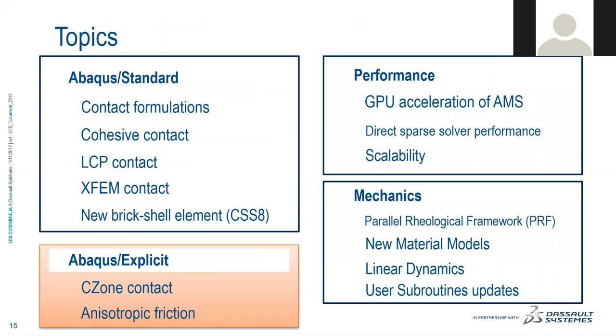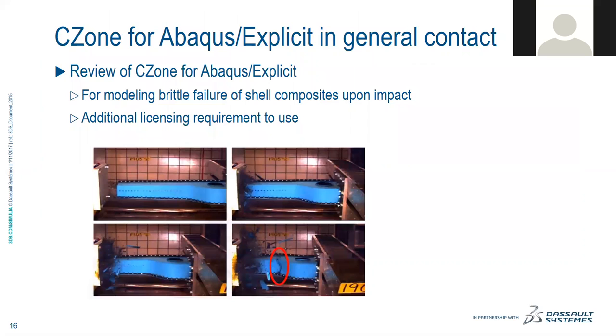Now, let me talk about some enhancements in Abaqus Explicit. First, starting with the CSON. For those who don't know what it does, this technique is for modeling the crushing behavior of composites. Now it's available through general contact in Abaqus Explicit in 2017. So now it's more robust. It has better performance and usability advantages over the contact pair implementation.